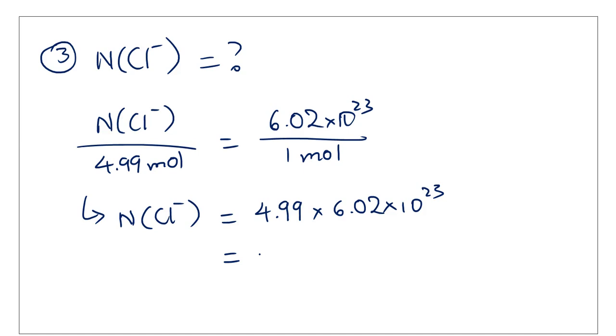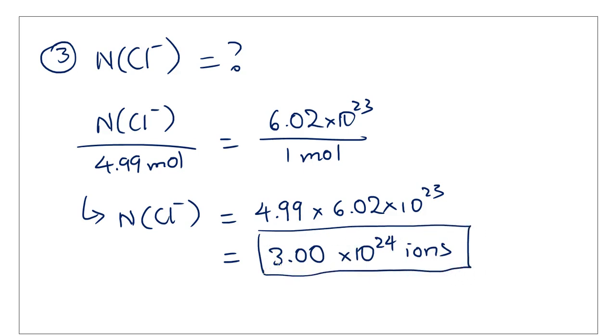That's wrong. Can't actually type things in the calculator. So I got 3.00 times 10 to the 24 ions. That's it.